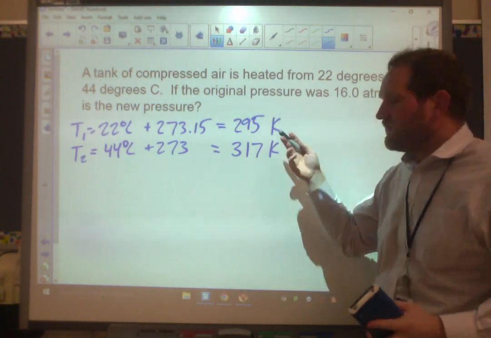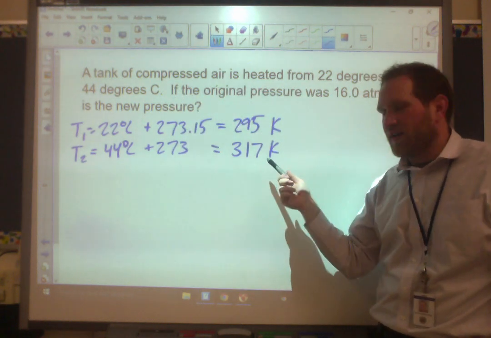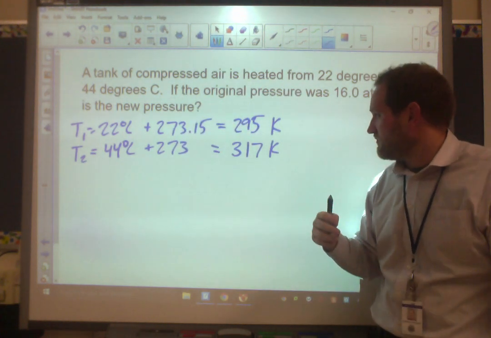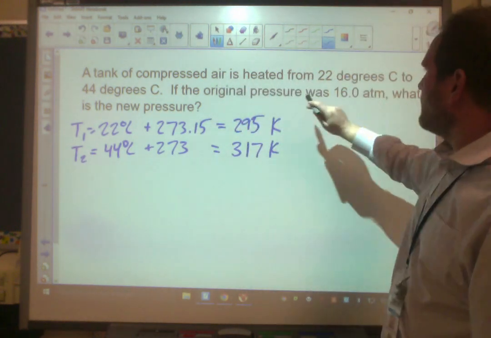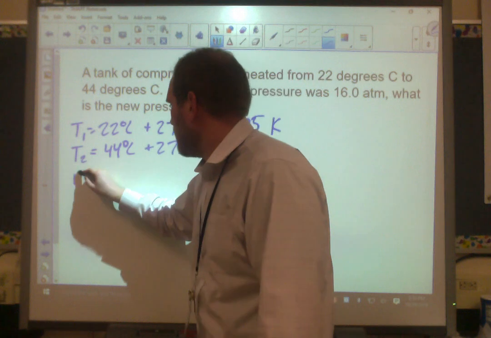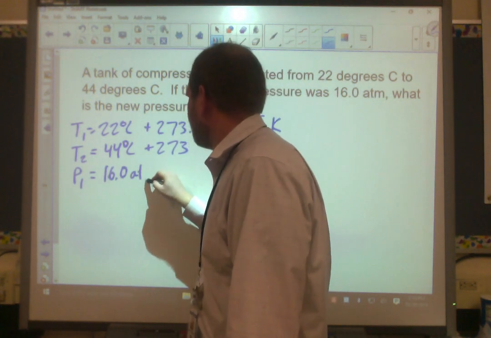Good. And you can even see right here, did we really double the temperature? No. You increased it from 293 to 317. So what's that? Less than 10%. All right. We are also given our original pressure. That's P1. P1 equals 16.0 atm.